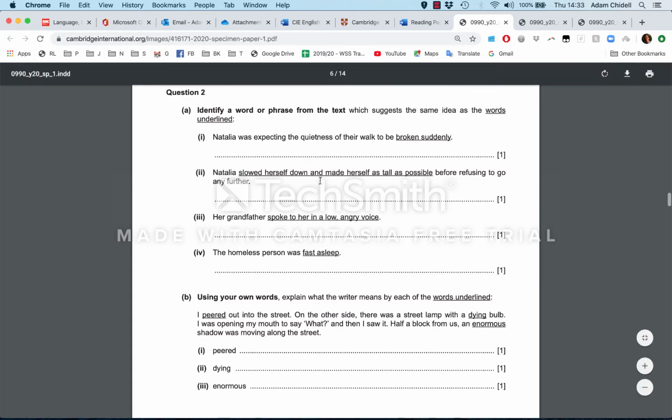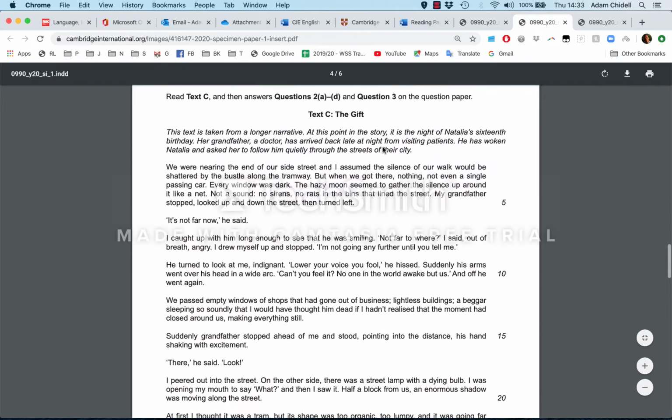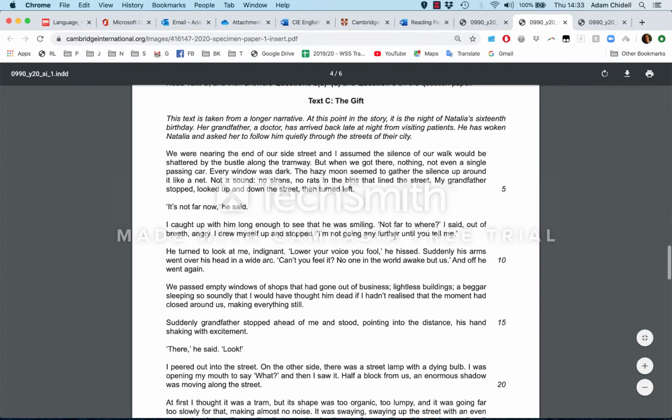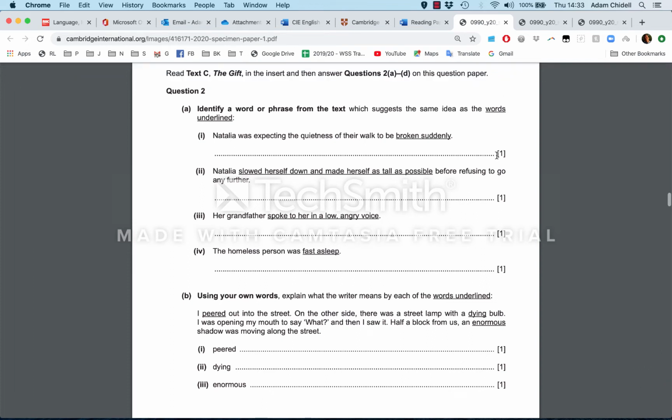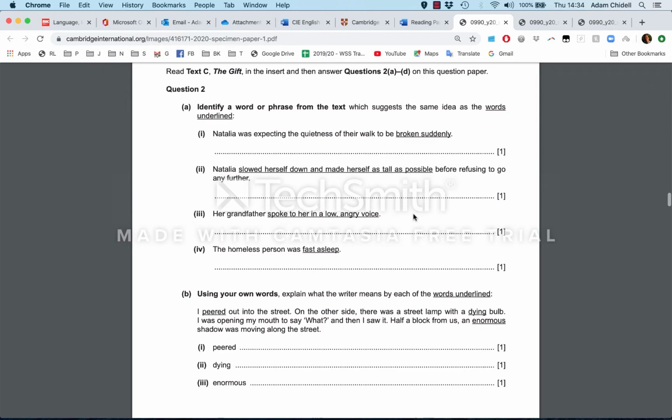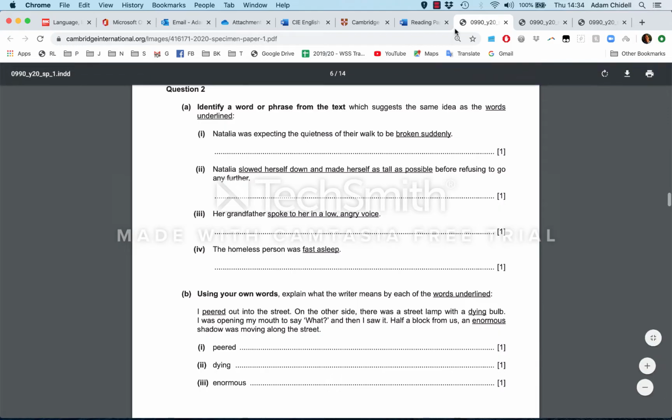So hopefully you can see that for question 2A, it is simply about skimming through the text and looking for things that mean, within the context of the passage, something along the lines of the phrases that are underlined here. It should be fairly easy marks, but as ever, it is about taking care. Not rushing it. You can skim read, but you need to be careful. You need to check and make sure it makes sense.